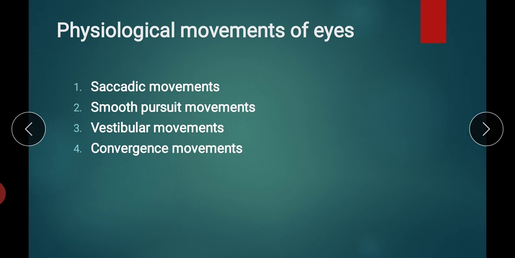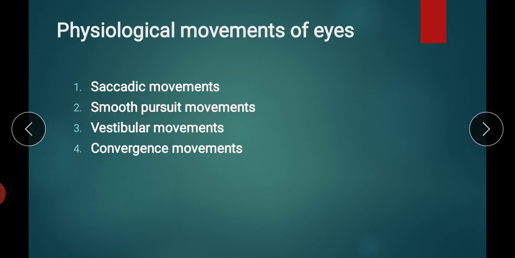The subconscious movements, though they are performed with the help of extraocular muscles, are subconscious movements. These are known as the physiological movements of the eye, which we have just discussed. The first is the saccadic movements, like the movements of the eye when a person is riding in a car, looking out of the window and focusing on an outside object. That is saccadic movement. The movement from one line to another during reading is also an example of saccadic movements.